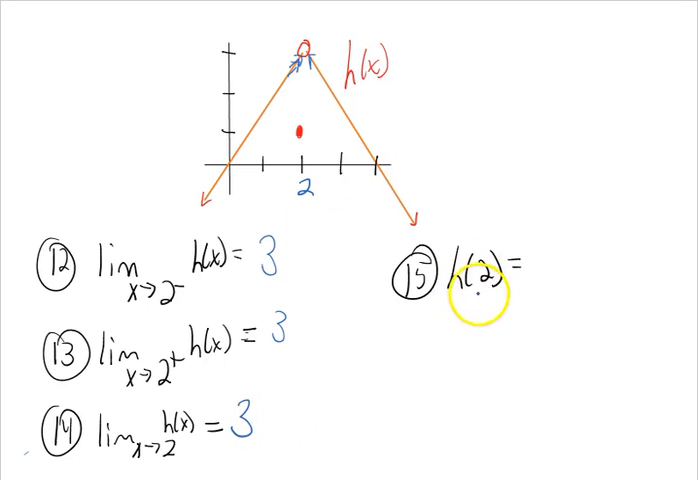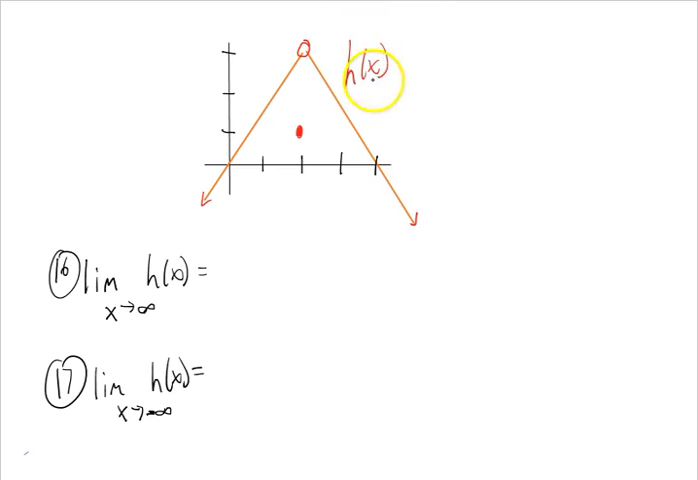Now this one's a little different because it asks h of 2 and the point is not there at 3. It's an open circle, so that point does not exist. However, the point is moved down here, kind of below it, and the y value of that point is actually 1. So that would be how we'd answer something like that.